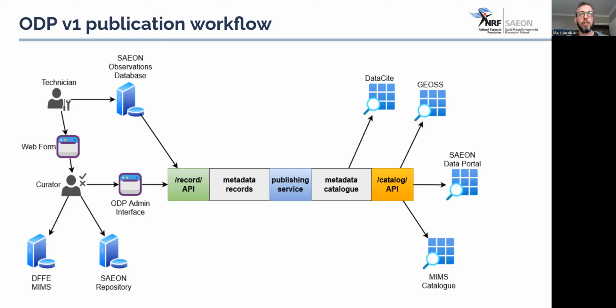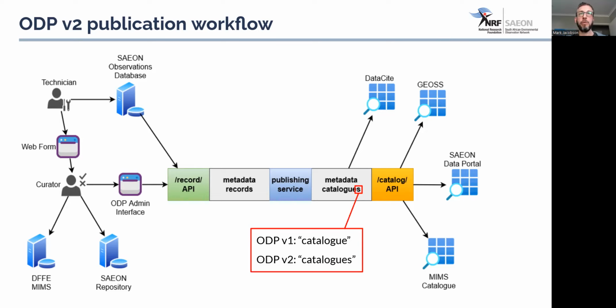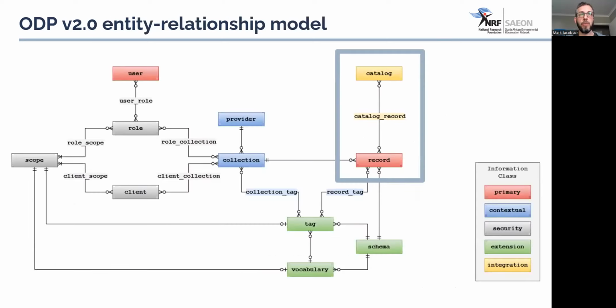If we look at the ODP version 2 publication workflow, it doesn't look a great deal different from ODP version 1. In fact, the only difference from this perspective is that we've changed the singular catalog to the plural catalogs. From a systems modeling perspective, however, this is actually quite a profound change. And to understand this, we need to get a little bit more technical and take a look at the ODP data model, the entity relationship model in technical terms.